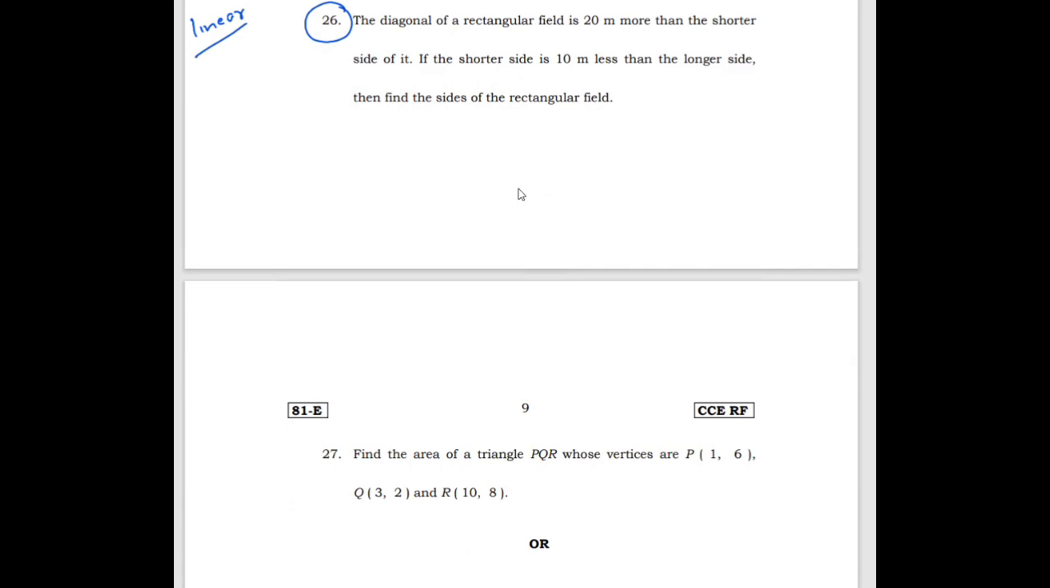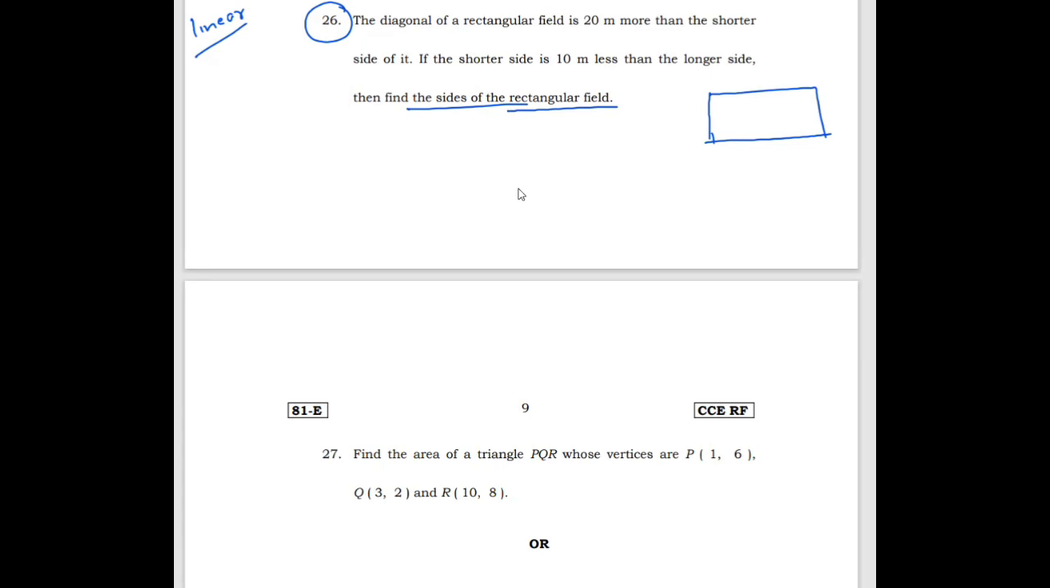So here, how to solve the problem? Firstly, let's read it very carefully. It is a rectangular field and they're asking to find the sides of the rectangular field. So let me draw a rectangular field. Okay, next step, we'll read the question.